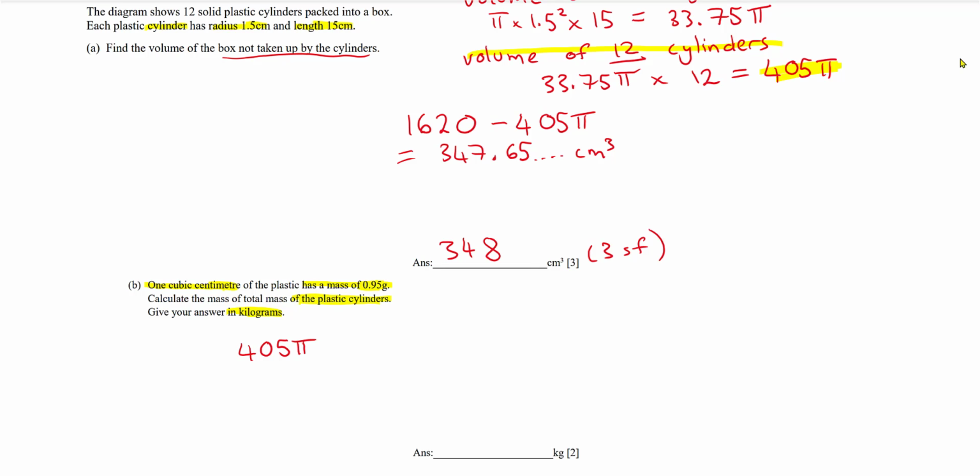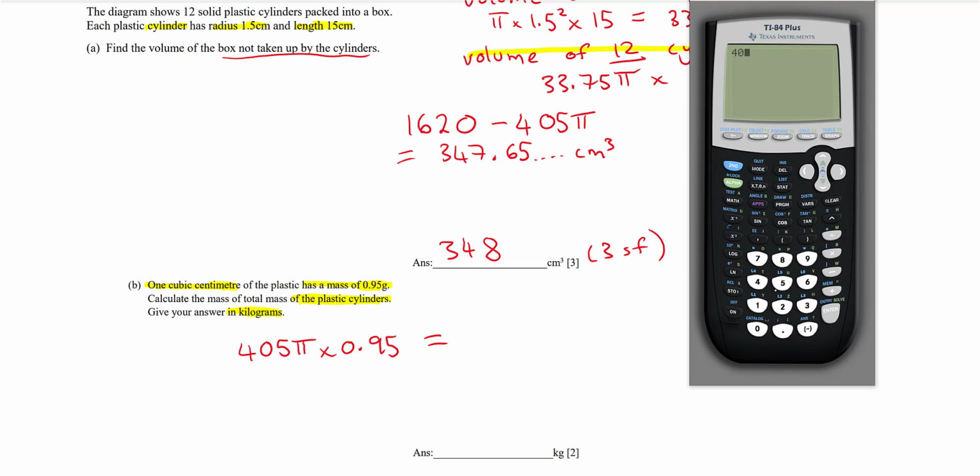Okay, so we know that the total volume of all 12 plastic cylinders is 405 pi centimeters cubed, and each cubic centimeter is 0.95 grams, so we'll times that by 0.95. Working that out on the calculator, we have 405 times pi times 0.95, and that is equal to 1208.727, and so on, and that is in grams. So we just divide that by 1000.